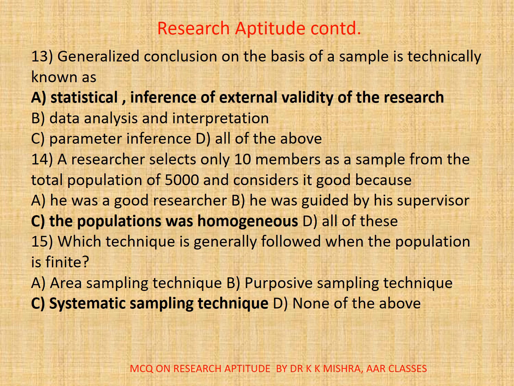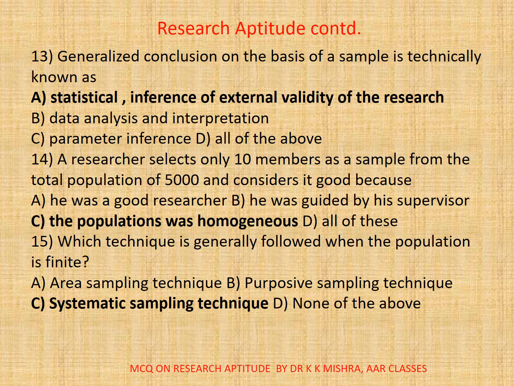13. Generalized conclusion on the basis of a sample is technically known as A. Statistical inference of external validity of the research, B. Data analysis and interpretation, C. Parameter inference, D. All. The correct option is A. Statistical inference of external validity of the research.